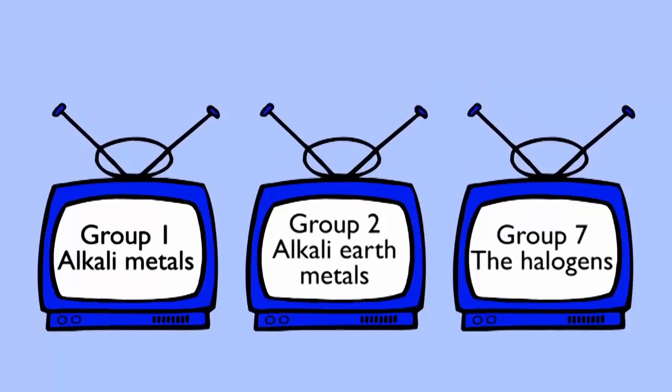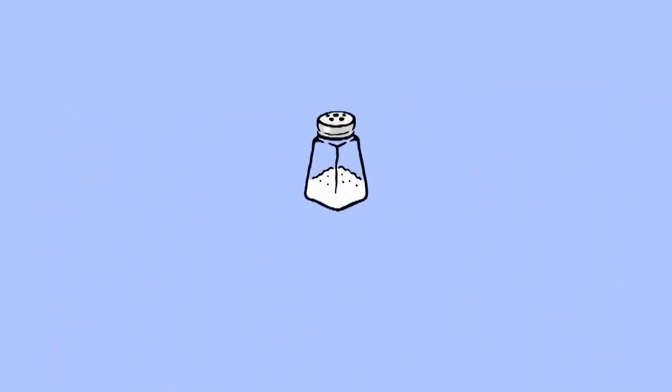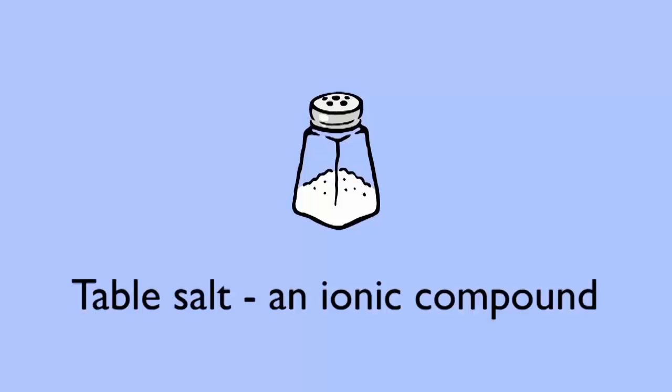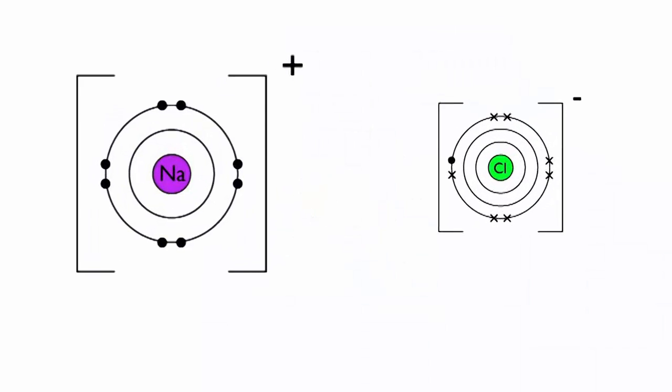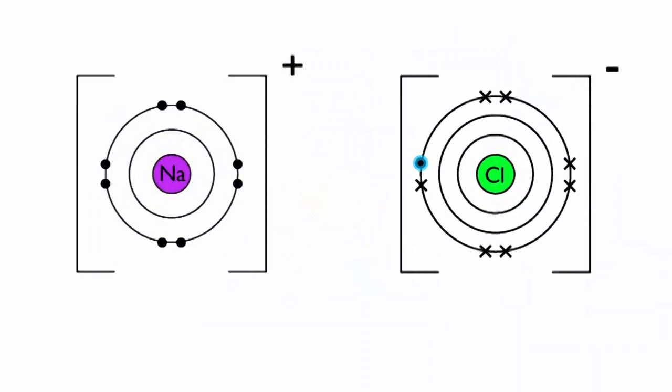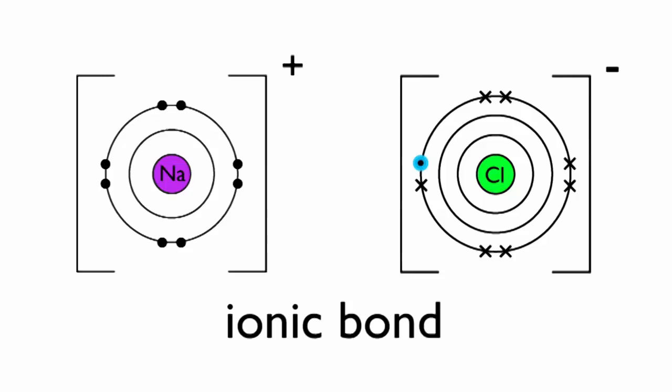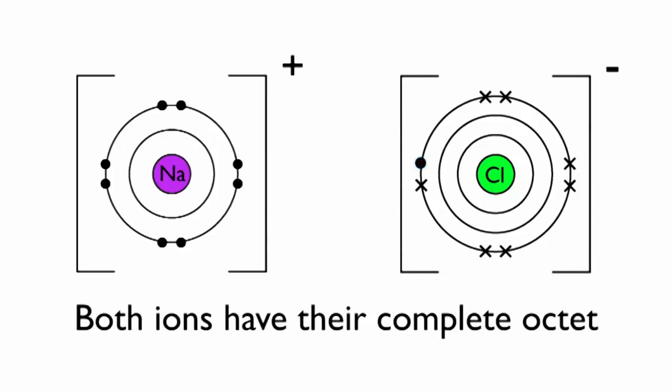Now let's consider a very simple displacement. Think of the common salt and ionic compound sodium chloride in a molten environment. The sodium has donated one electron to the chloride to form an ionic bond, so both ions have their complete octet and are very stable and happy.